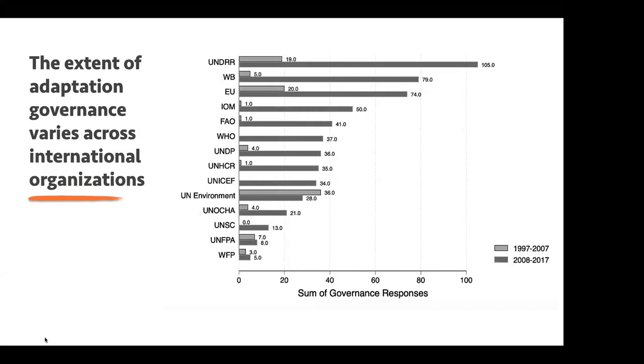For example, the UN Office for Disaster Risk Reduction responded most often to adaptation issues among the compared organizations, whereas organizations such as the United Nations Security Council or the United Nations Population Fund are among the ones that have responded the least. You can also see that development banks such as the World Bank have in recent years increasingly and forcefully advocated for adaptation and the mainstreaming of adaptation in development policies and programming. Similarly, the Food and Agriculture Organization has stepped up its work on adaptation and is in the process of mainstreaming adaptation into its various activities.